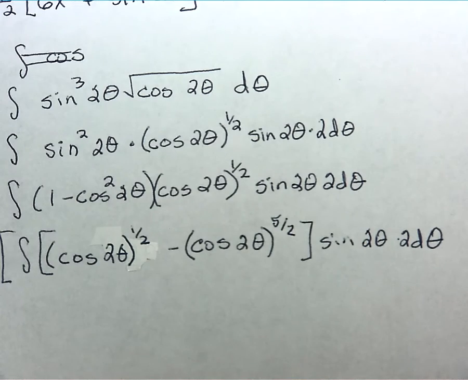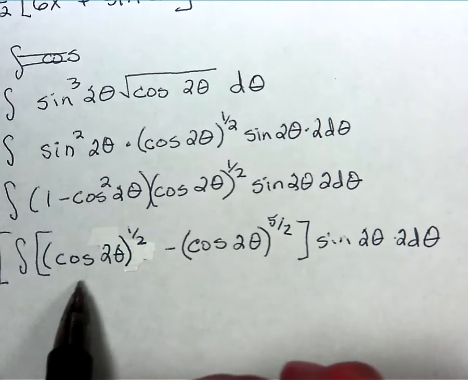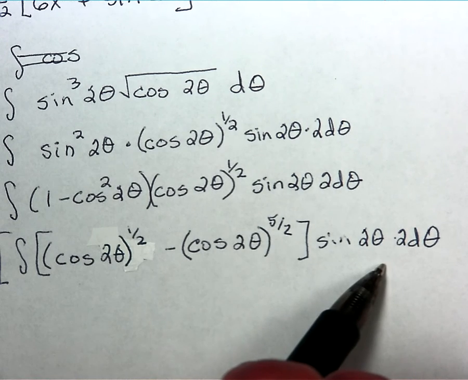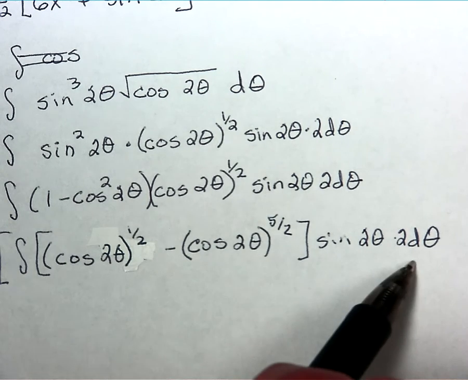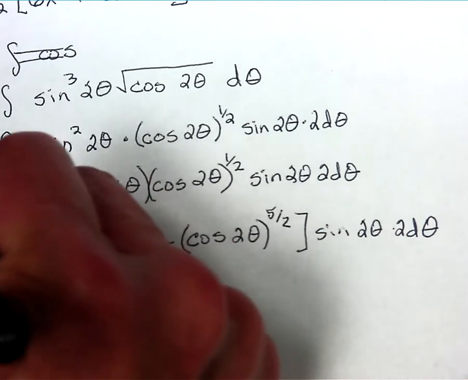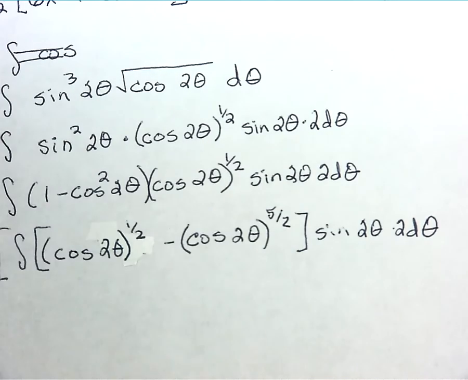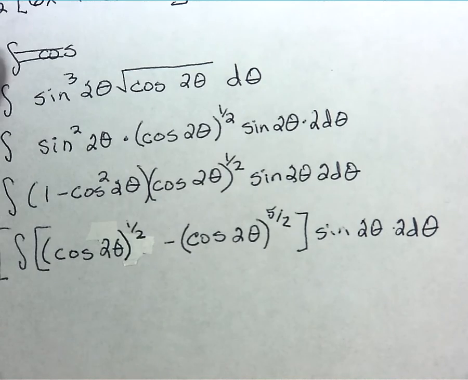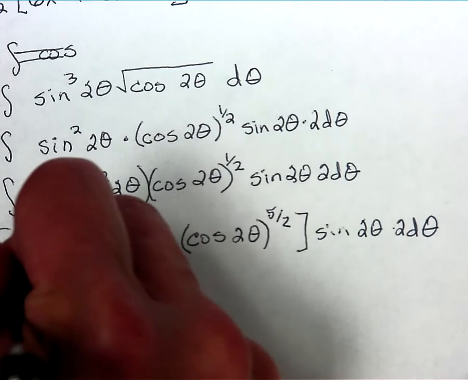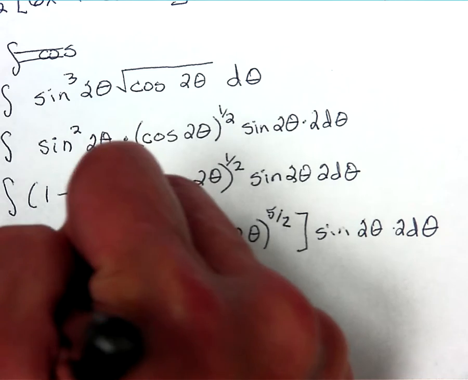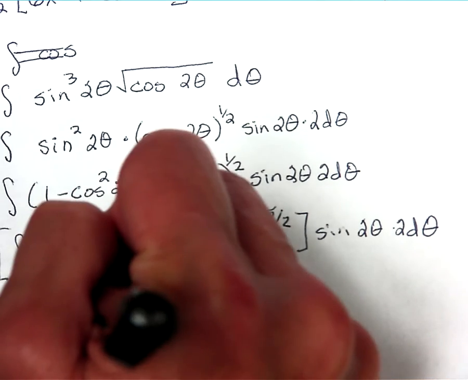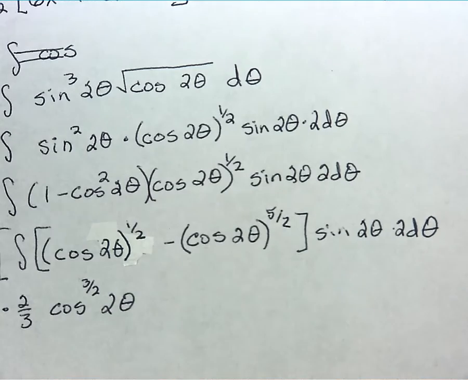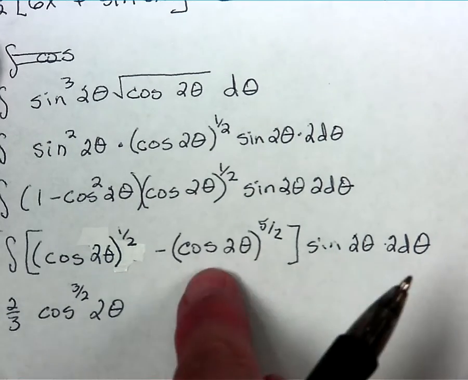I can integrate both of those by the power rule. This is ugly to the 1/2, this is the derivative of ugly. This is ugly to the 5/2 times the derivative of ugly. So what is the antiderivative of ugly to the 1/2? 2/3 ugly to the 3/2. And what's the antiderivative of ugly to the 5/2?